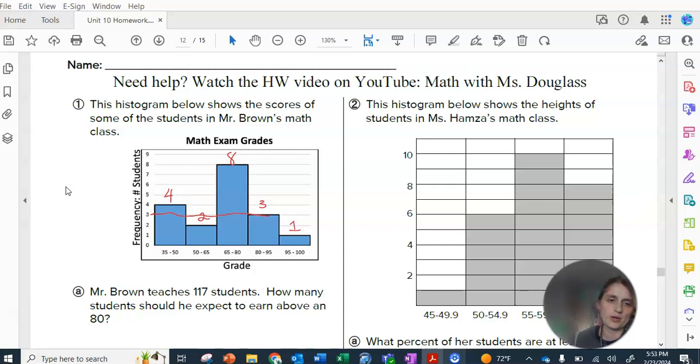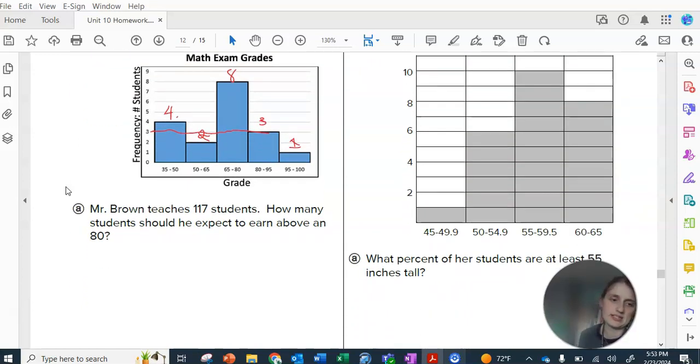Let's see. 4 and 3 and 1 makes 8. Plus 2 is 10. Plus 8 is 18. So we have 18 total students. Mr. Brown teaches 117. How many students should he expect to earn above an 80? Let's look at the above an 80. Okay, that's 80 and better. So we're currently expecting 4 out of 18 students to get above an 80.